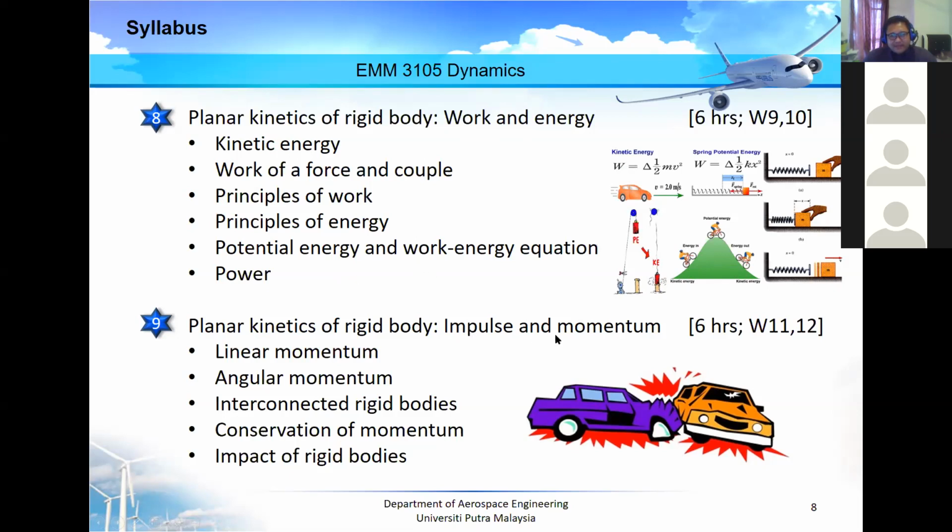And then impulse and momentum. As I said earlier, this particular method is suitable when you have problems that involve impact. Like this one, there is a car accident where one car hit this yellow car. And the problems that we are going to look at are linear momentum, angular momentum, interconnected rigid bodies, conservation of momentum, and impact of rigid bodies like this one.